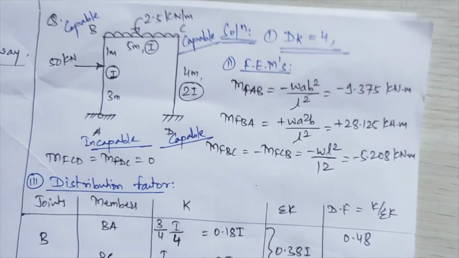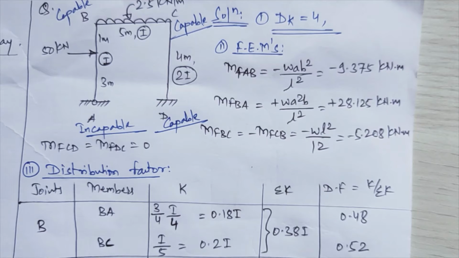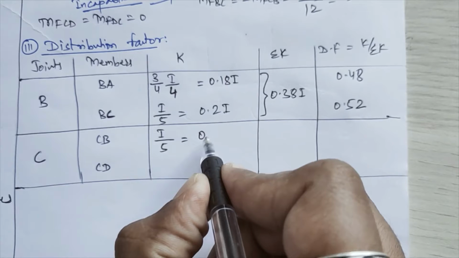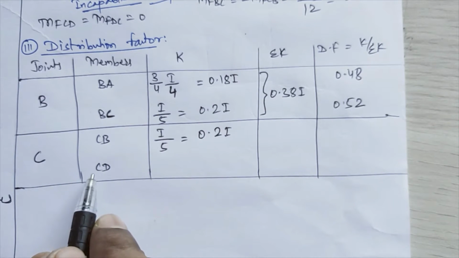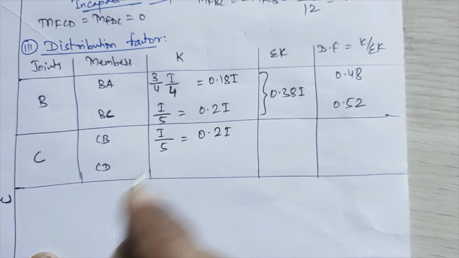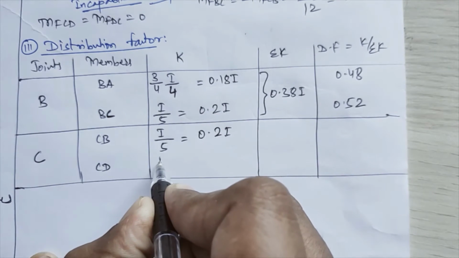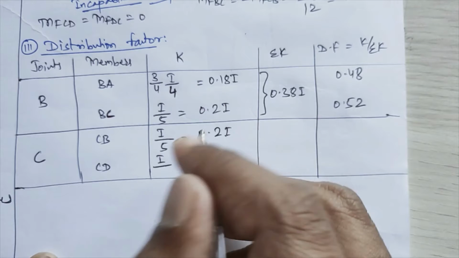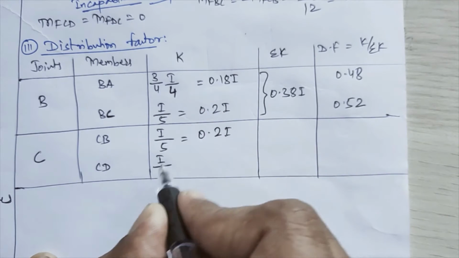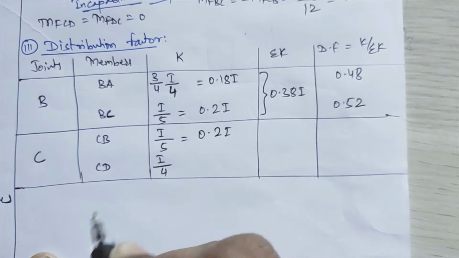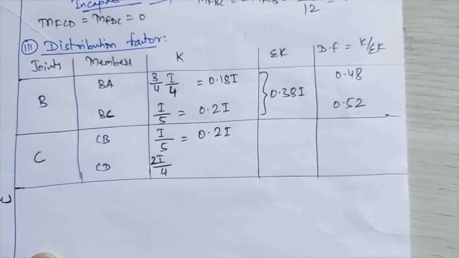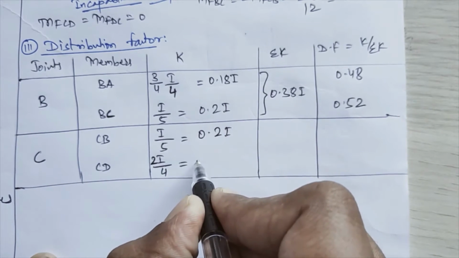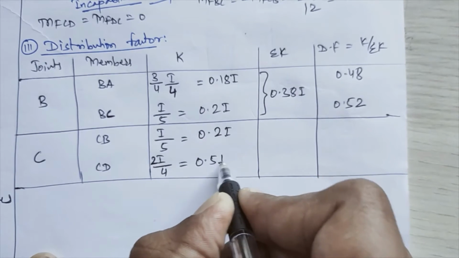For the CB member, relative stiffness comes equal to I by L. L of CB is again 5. So I by 5, I get this equal to 0.2 of I over there. Right. Next, the moment is transferred from C to D. D is again your capable support. So for a capable support, again relative stiffness comes I by L. L of member CD is 4. But here the change is what? Your I value is given as 2I. So that becomes 2I divided by 4, that is I by 2. It comes equal to 0.5 of I over there.